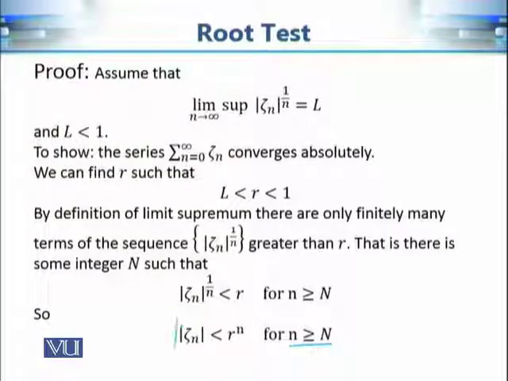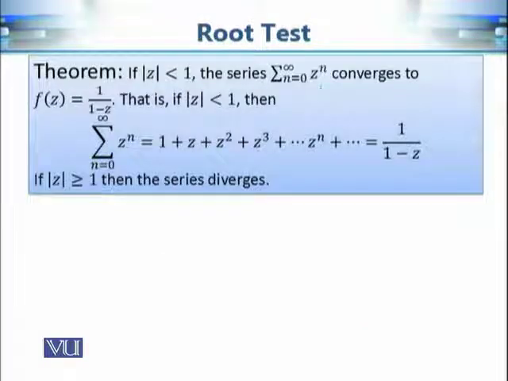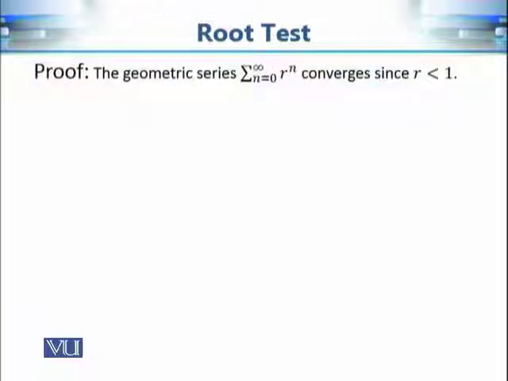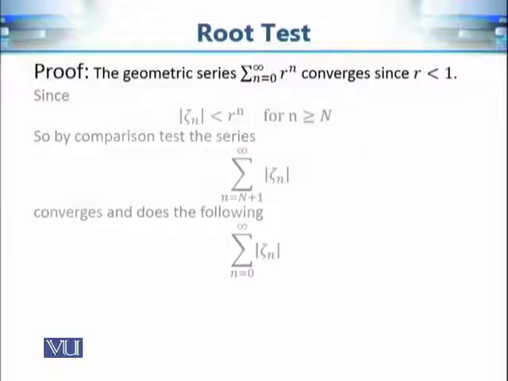So that's our observation so far. Now let's use this observation to check the convergence in this case. Let's recall that the geometric series is convergent if the modulus of z is strictly less than 1, and in this case this series converges because R is less than 1. Now remember, R is somewhere over there. R is a number between L and 1, which is strictly less than 1. So that's why this geometric series converges.